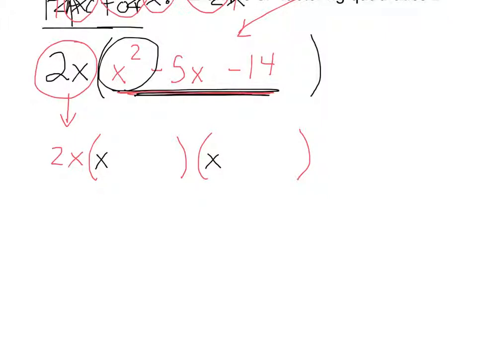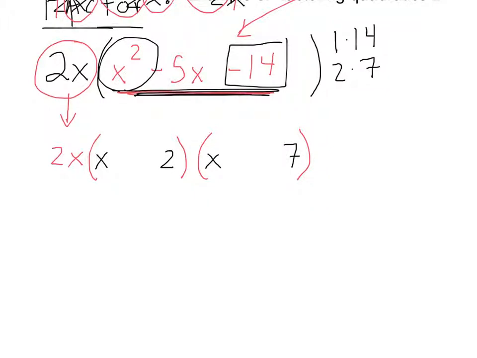Now I'm going to list the factors of 14. 1 times 14 and 2 times 7. Those are the only factors. Now we need one of them that adds or subtracts to give us negative 5. Well, 14 plus 1 and 14 minus 1 will not give us 5. But now 7 minus 2 will. So I'm going to put 7 and 2 in here.